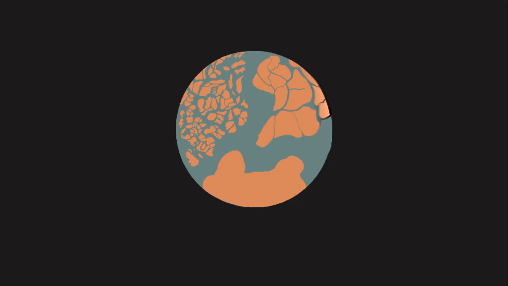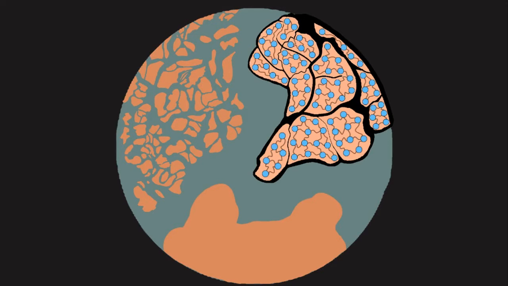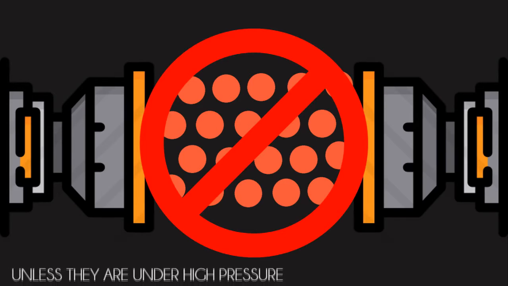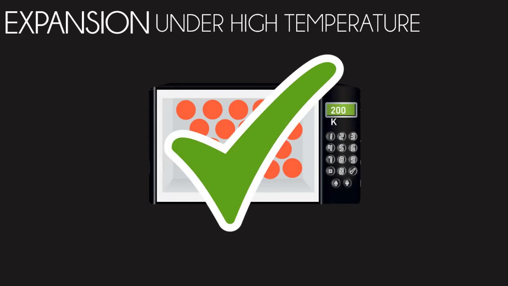Next is the liquid state. This state doesn't have a good shape because the bond of the particles isn't as strong as a solid state. Compared to the previous state, it is less crowded with particles and they don't squeeze together unless they are under high pressure. Also, they expand when there's a high temperature.